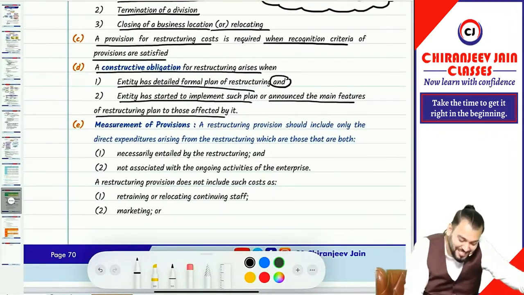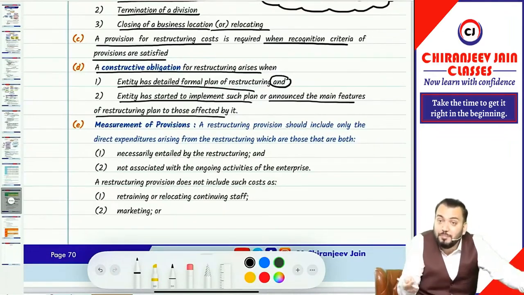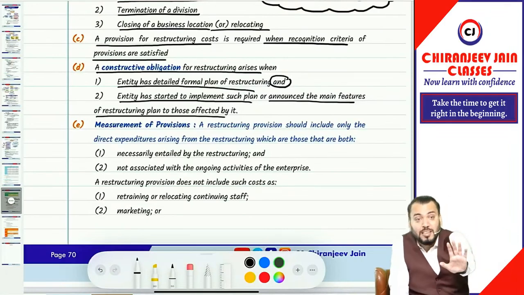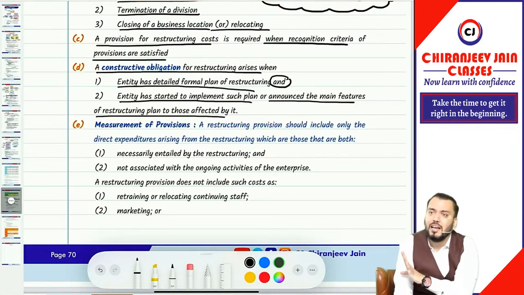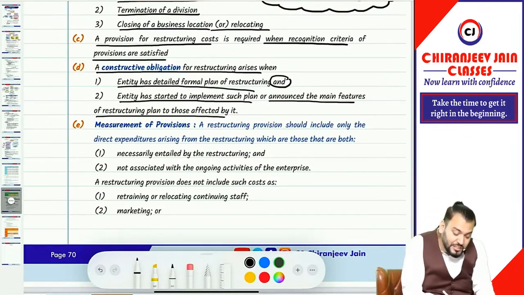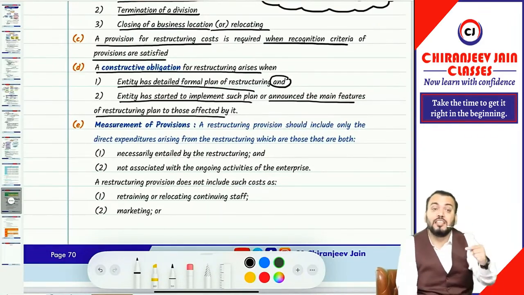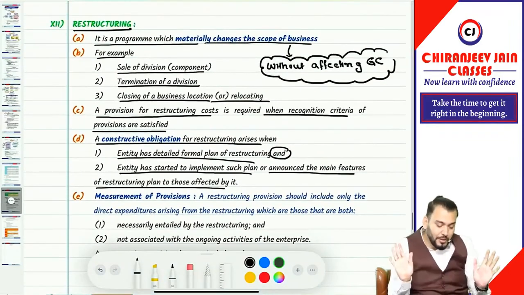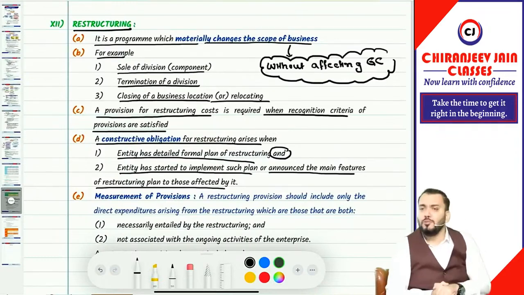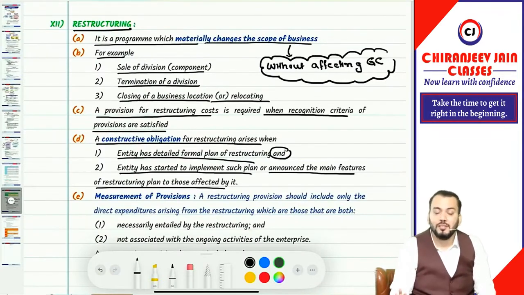I'm just kidding. The entity has started to implement such plan and or announced such plan to those persons who are affected by it. So whenever an announcement is done, it means committed. Otherwise, we will never do an announcement. If both conditions are satisfied, there is a constructive obligation. This much you have understood. The balance points we will do tomorrow.